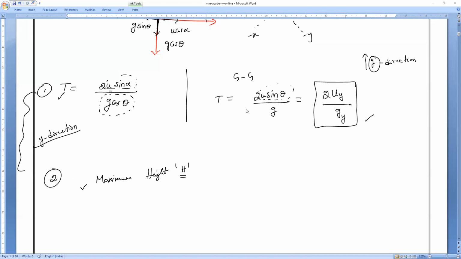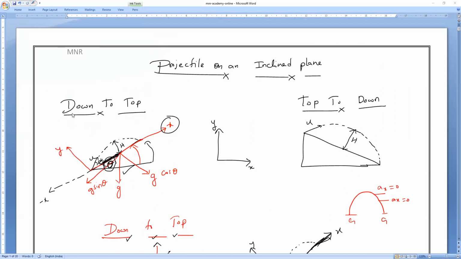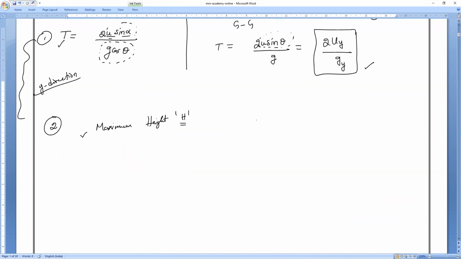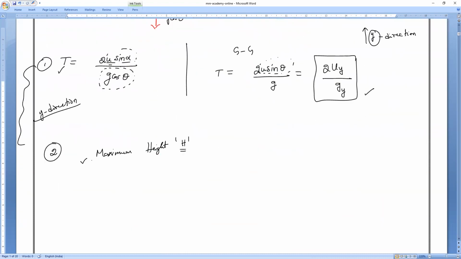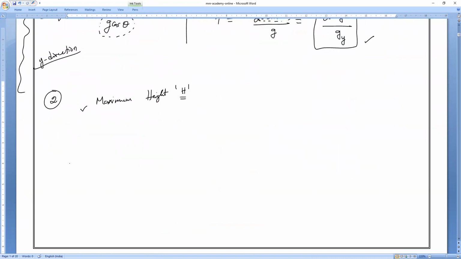For the inclined surface, again, two cases. What are the two cases? One is down to top, and the other is top to down, whatever it is. Clear? So always we will have two cases. In every case, remember that time of flight and maximum height are always calculated using the y direction only.